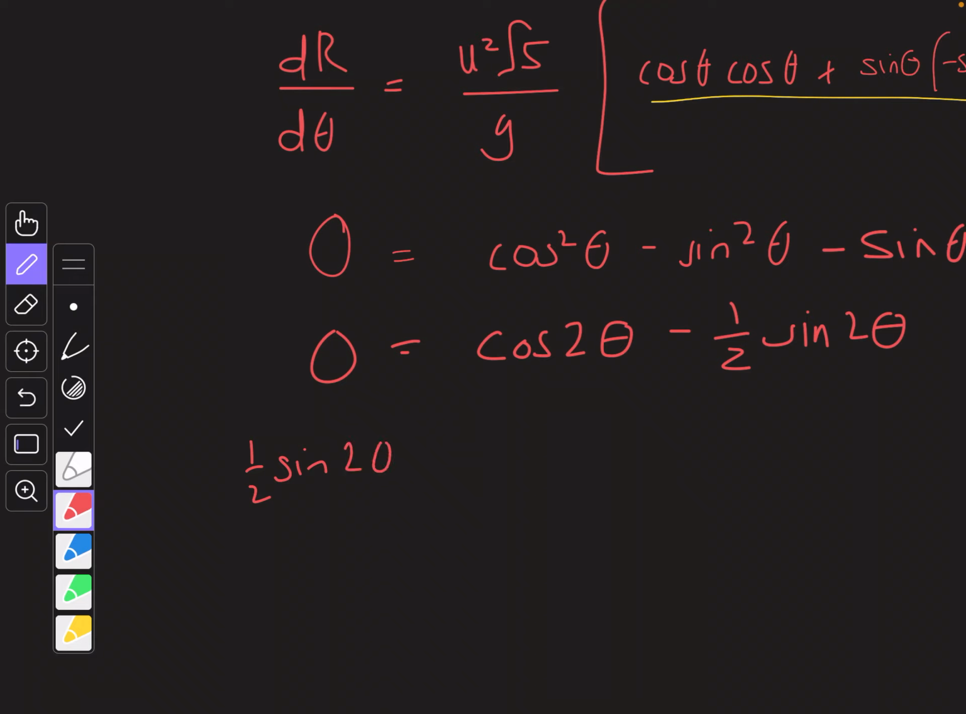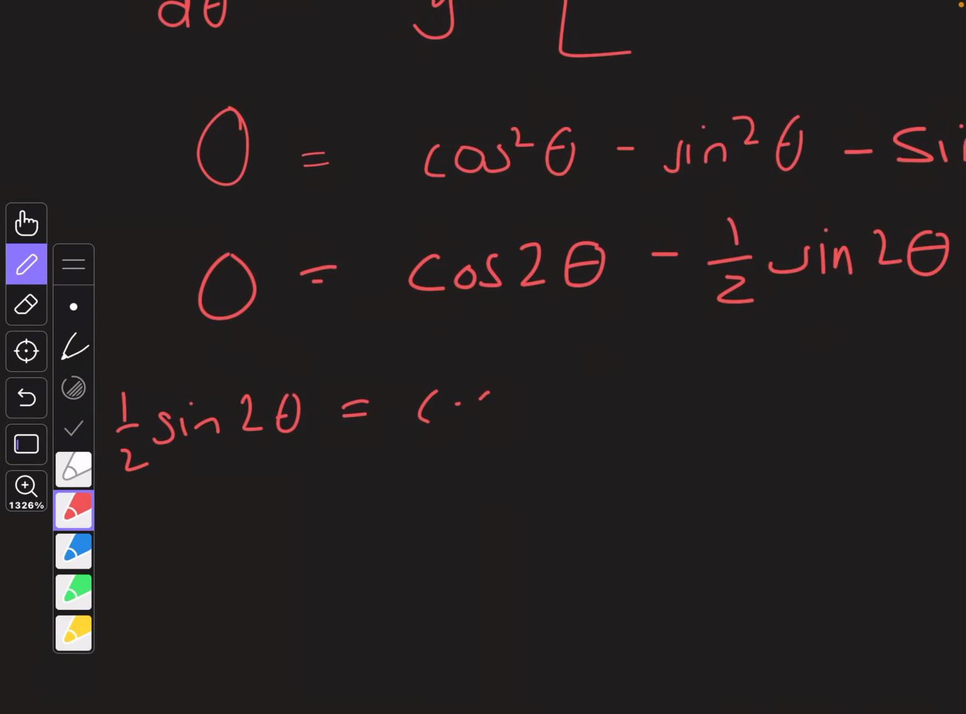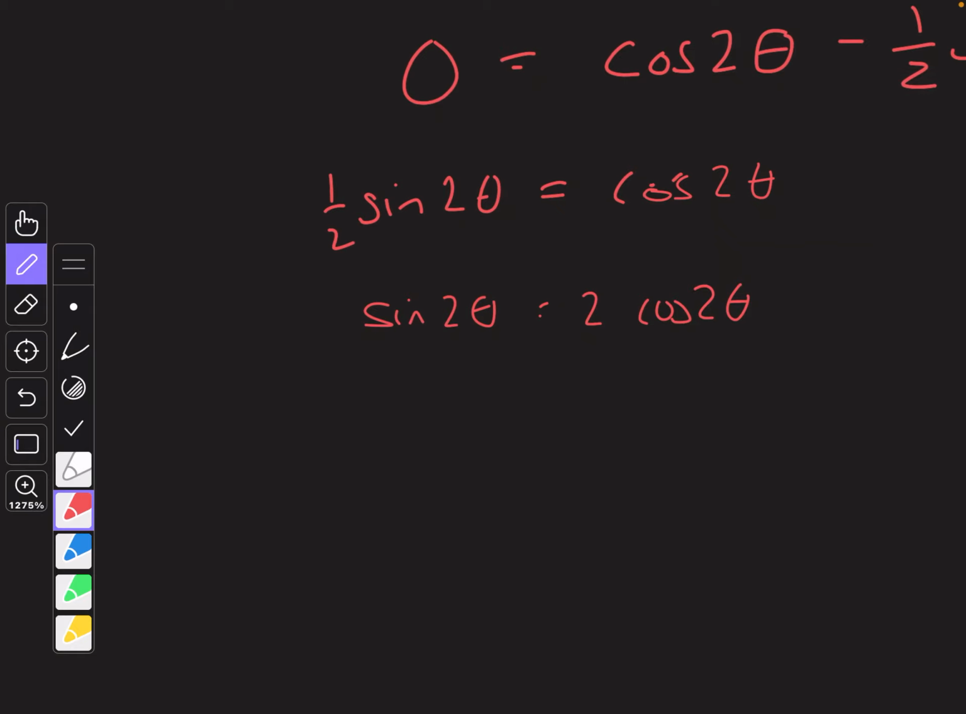That bit there, by the way, is probably the most challenging part of this question. Well, sorry, this whole question is quite a challenge. Great. Why am I rearranging this? Maybe you might see it already. I'm just going to say sine 2 theta equals 2 cosine 2 theta. And then I'm going to say sine 2 theta over cosine 2 theta equals 2.